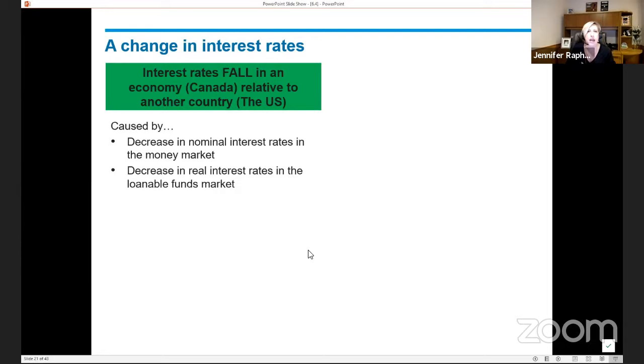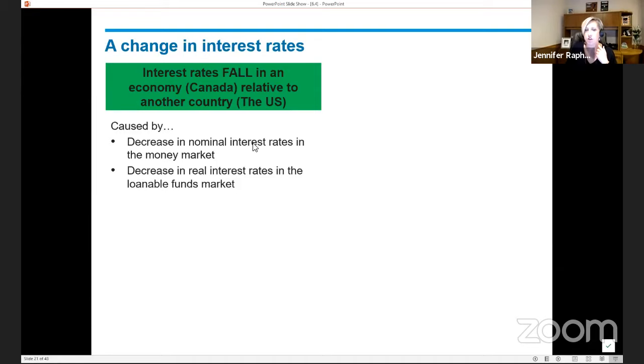This could be caused by any variety of things, but fundamentally, where are we looking at the price of money? We're looking in the money market and the loanable funds market. So a decrease in interest rates would result from a decrease in nominal interest rates in the money market or a decrease in real interest rates in the loanable funds market. And it's not important to get hung up on those details.